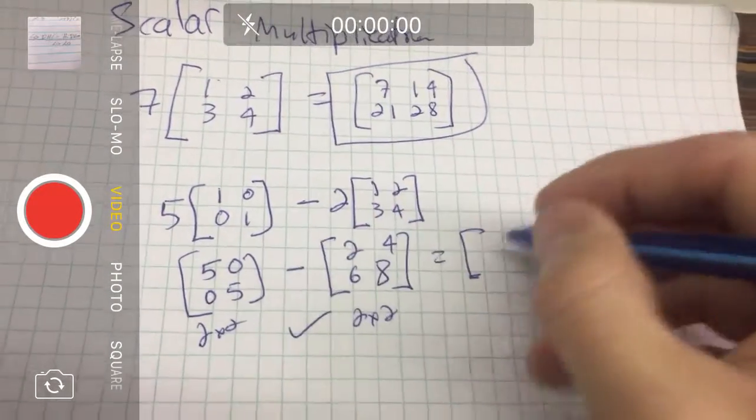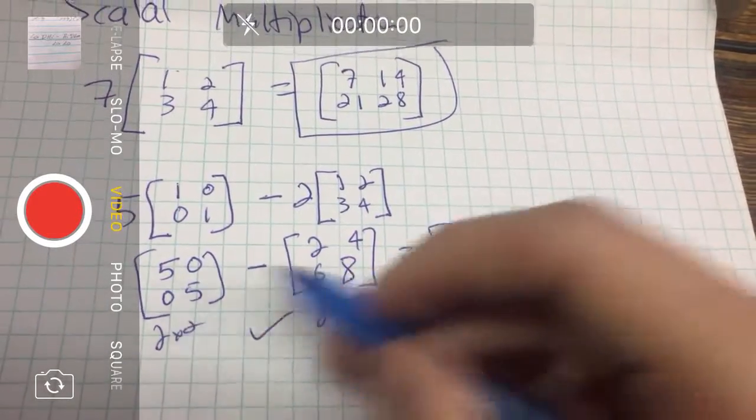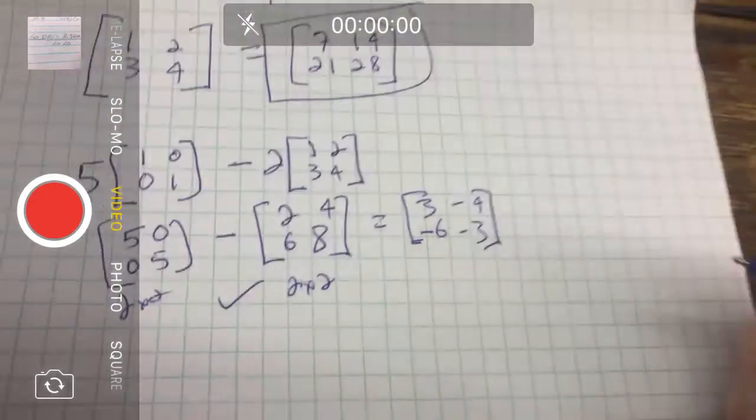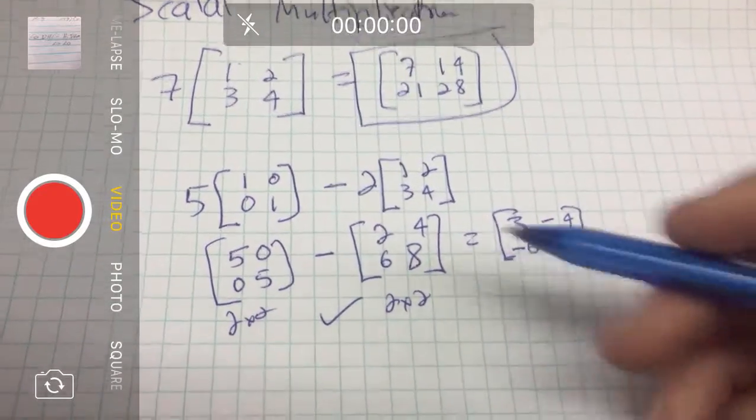And so it'd be 5 minus 2 is 3. 0 minus 4 is negative 4. 0 minus 6, negative 6. 5 minus 8, negative 3. Alright? So that is scalar multiplication as well as adding and subtracting.